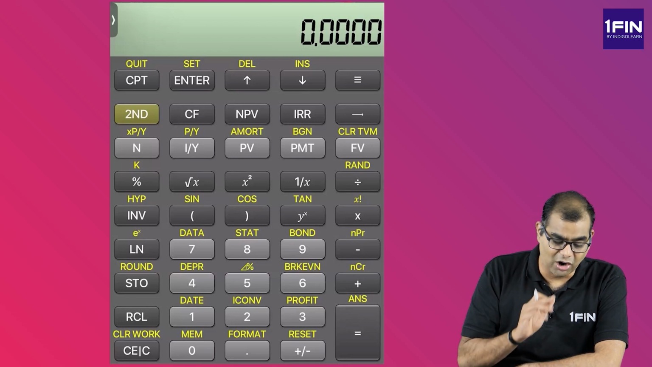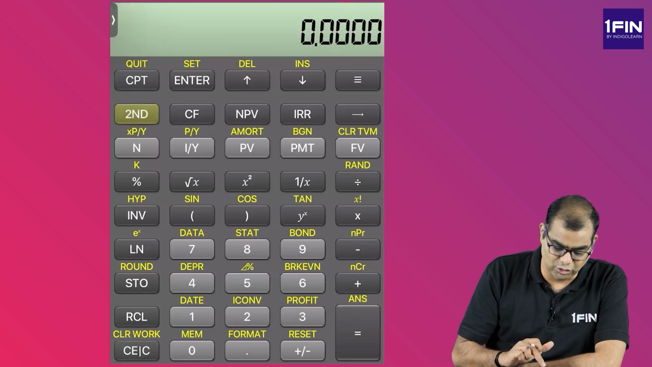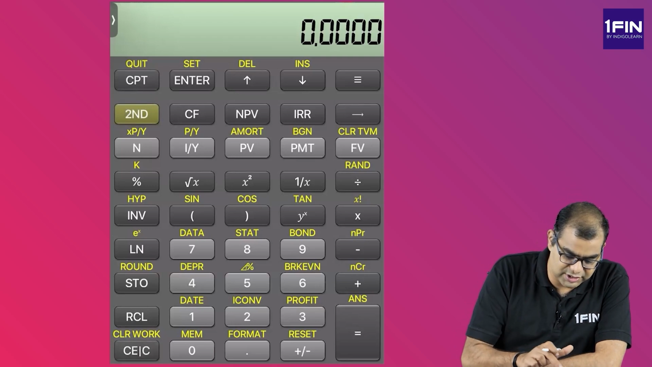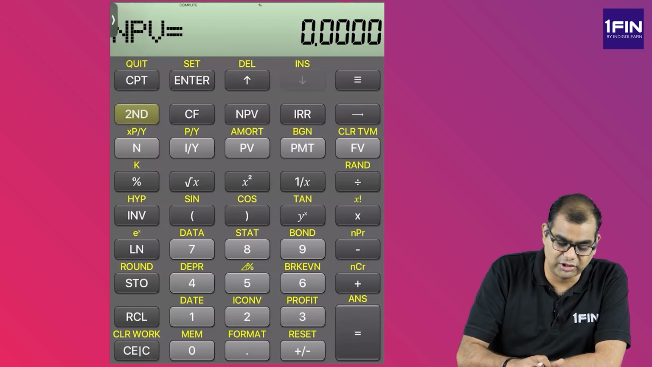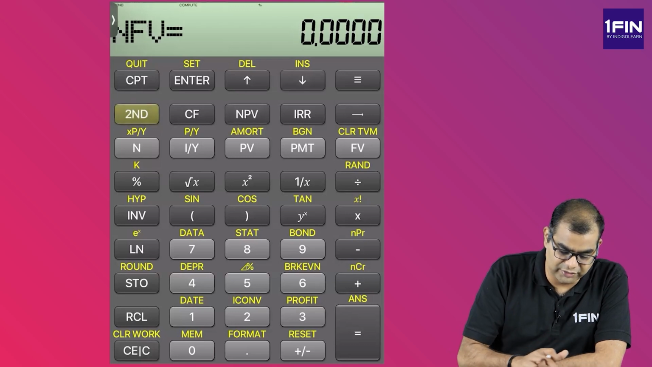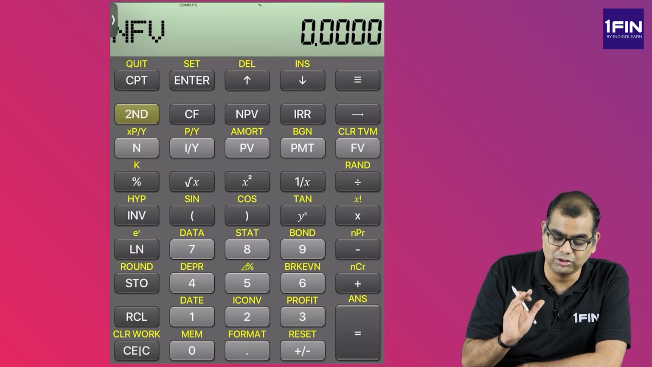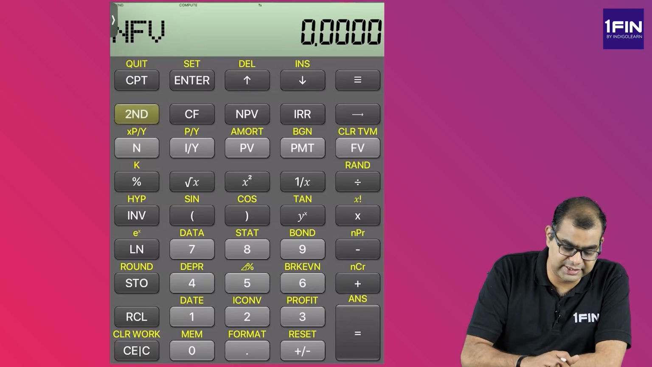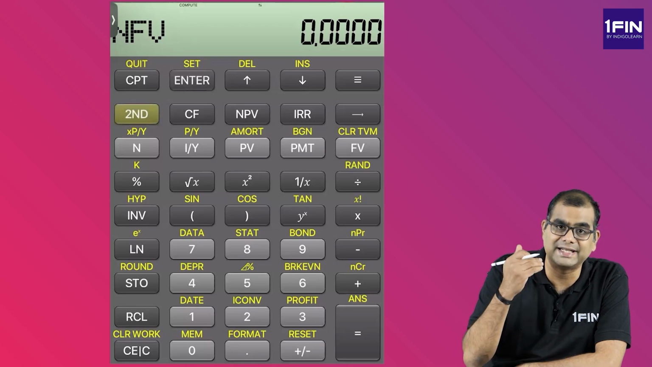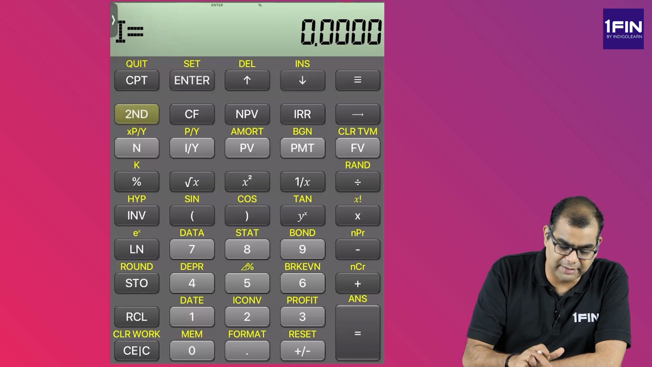And please note one thing, always do second clear. It clears everything. If you go into any function, let's say this NPV function, second clear, everything gets cleared. So all numbers are clear. Same way, if you want to clear the computation with respect to present value, future value, all that, second clear TVM, the entire thing is cleared. And whenever you are setting something, it is second enter, basically it sets.